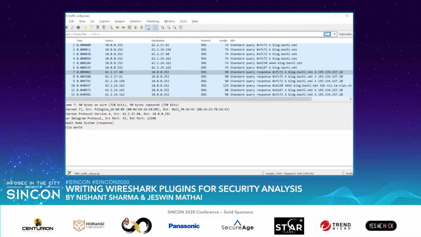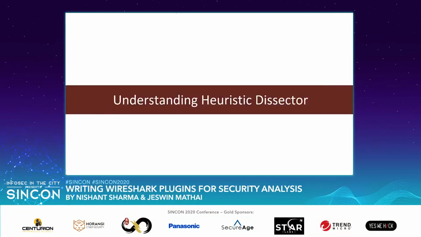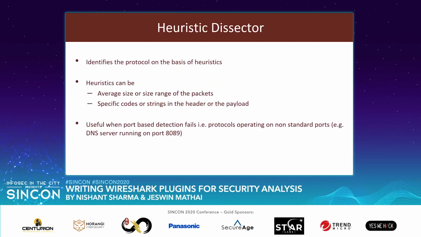So let's move back to slides now. Let's understand what a heuristics dissector is. For most protocols, if you haven't enabled the heuristics of Wireshark, it uses the port number to find if the packet belongs to that specific protocol. The problem is that if you change the port number, it will not know if the packet belongs to that protocol. To handle that, you bring in the heuristics dissector. Heuristics are properties and things that we know about the protocol or its packets, and we can use those to locate these packets.